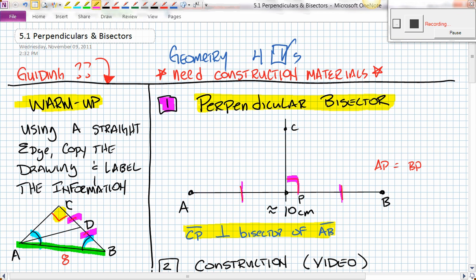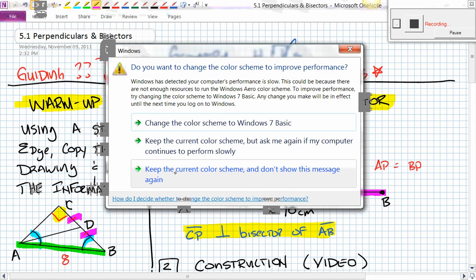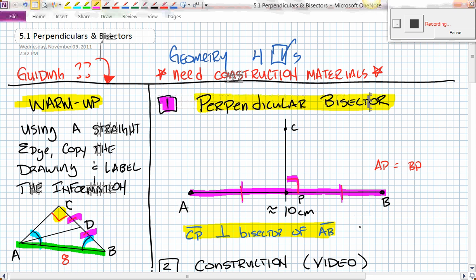So we drew a line with a ruler, and we labeled it AB. We measured it. Mine was about 10 centimeters, so I found about 5 centimeters halfway through. We constructed a perpendicular bisector, and I said that CP is the perpendicular bisector of AB. So CP is this part right here. It is the perpendicular bisector of this line segment AB. So there's the idea of what a perpendicular bisector is.